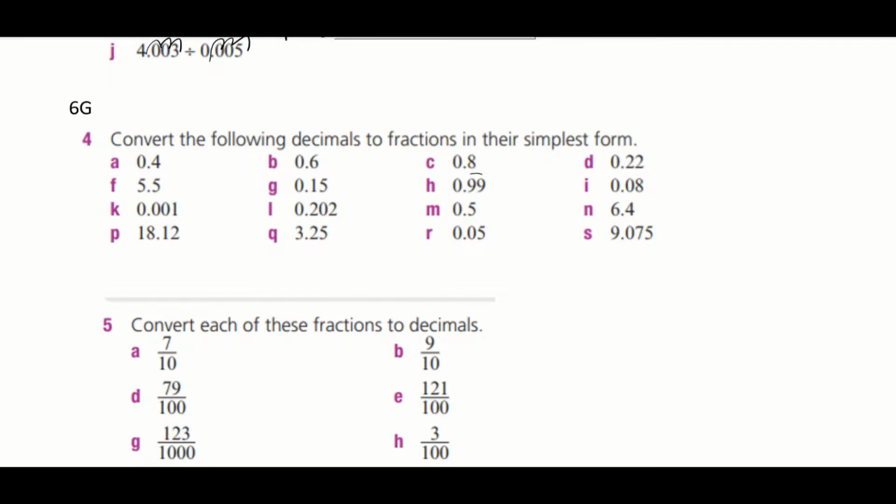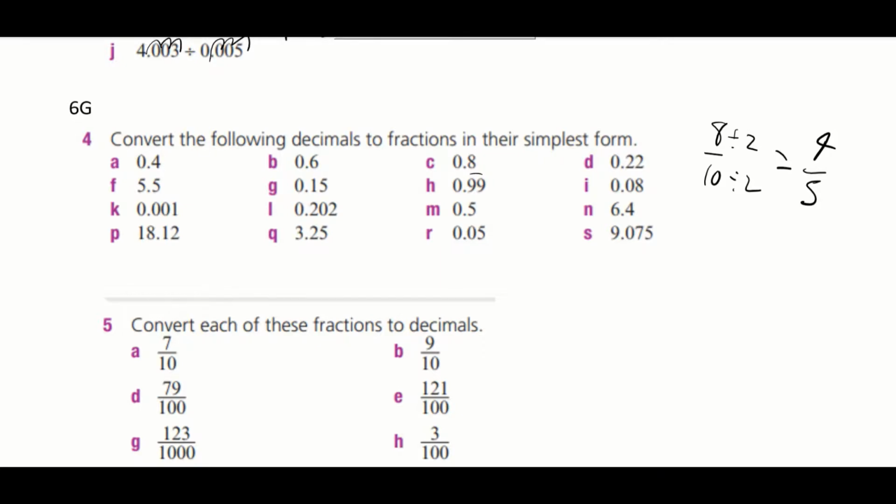So 0.8, that's an 8 in the tenths column. You should know that's just 8 over 10. And for the purpose of the simplest form, really quickly, you find the highest common factor that you can divide both 8 and 10 by. In this case, it's 2. So you divide that by 2, divide that by 2, which would equal 4 over 5. Okay, so that's the simplest. You can't divide 5 and 4 by the same thing, so you'd be done with that.